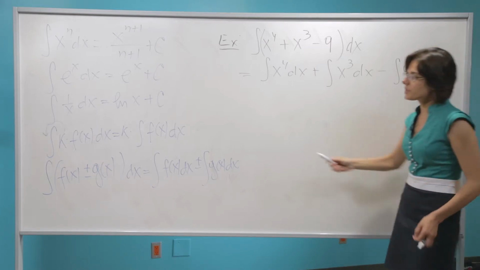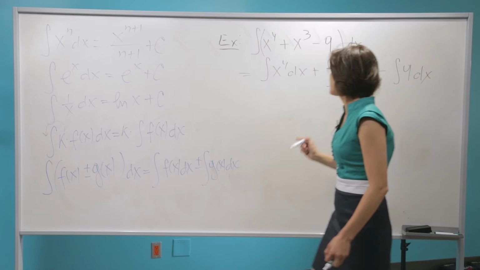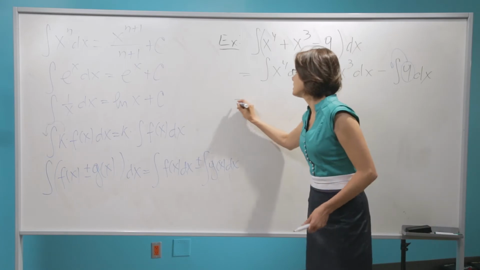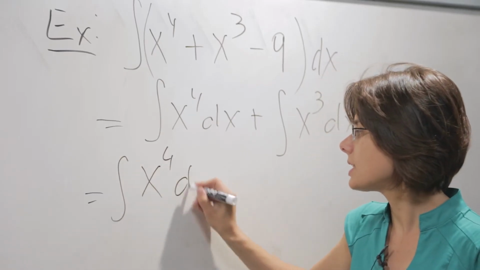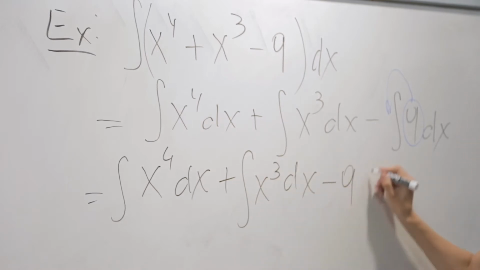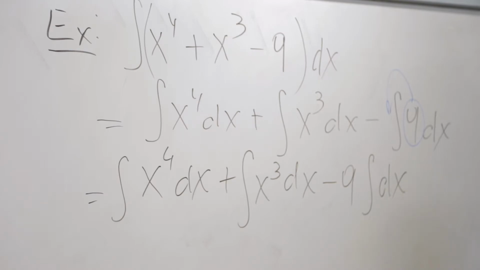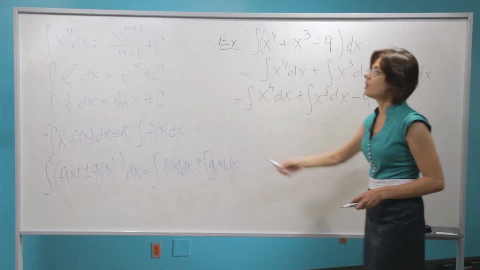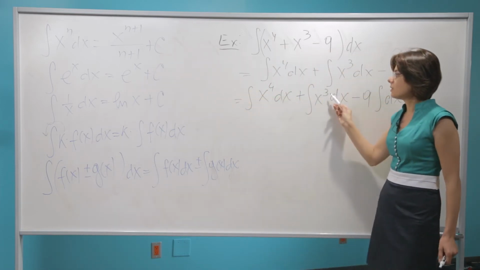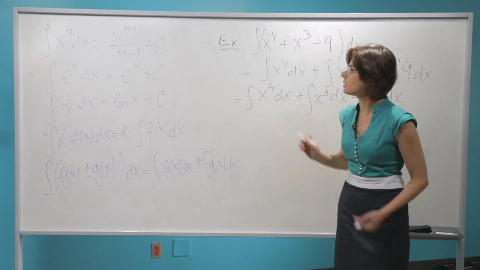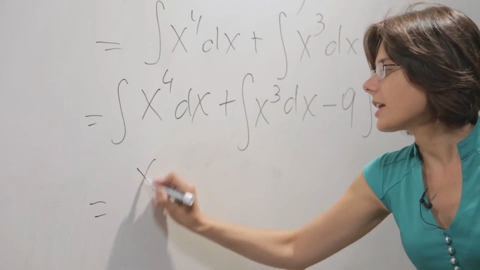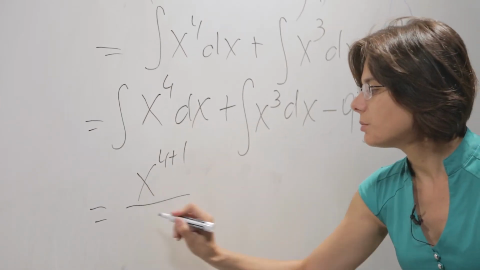Now I can pull the constant outside of the integration. So we have this constant 9 here, which we can pull outside. We obtain the integral of x to the 4 dx plus the integral of x cubed dx minus 9 times the integral of dx. And now we start to integrate using our formulas. As you see, here we're mostly using formula 1 with different values of n. So the first integral will give us n equal to 4. So the integral will give x to the power of 4 plus 1 divided by 4 plus 1.